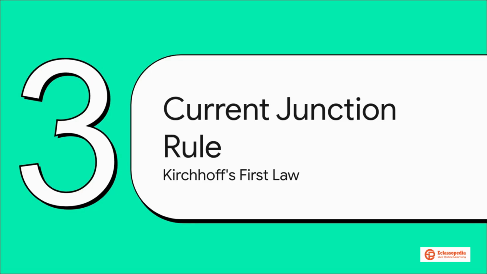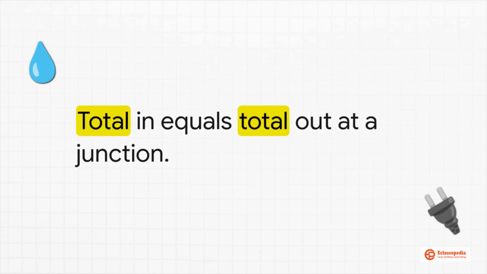Section 3. The current junction rule. Okay, let's grab our first detective tool, Kirchhoff's current law. You'll usually hear this called KCL, or simply the junction rule. It goes like this. Total current in equals total current out. It's incredibly straightforward. Imagine water flowing through a bunch of plumbing pipes. If you have 3 gallons of water entering a pipe junction every single minute, you absolutely must have exactly 3 gallons leaving that junction every minute. If not, well, the pipe bursts.